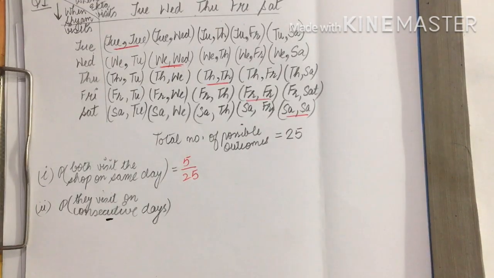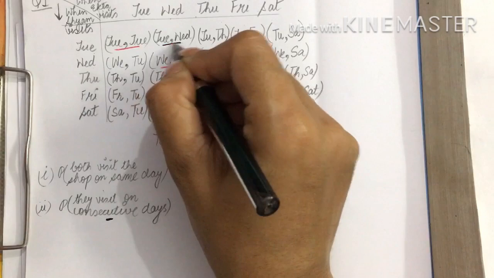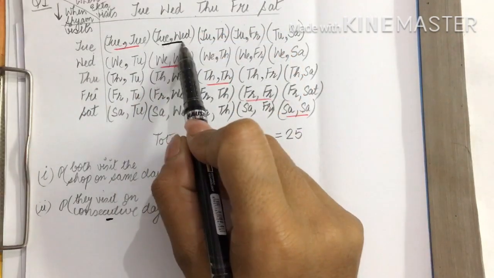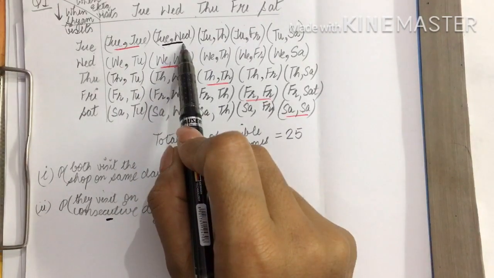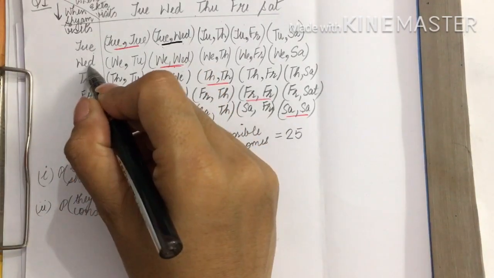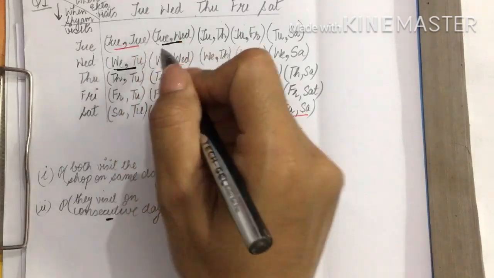I'm marking with black now. So this is one possibility. Tuesday, Wednesday. So Sham visits on Tuesday and Ekta visits the next day. Or it could be the opposite, where Sham visits on Wednesday but Ekta visits on Tuesday.